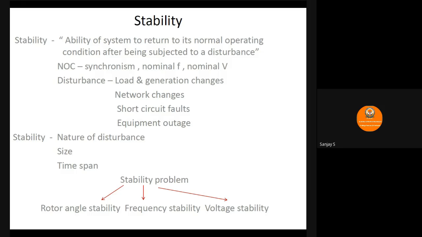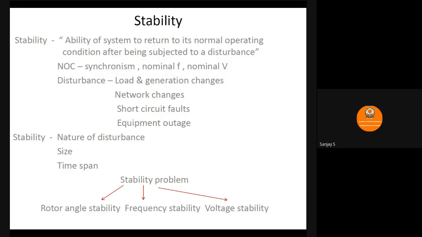The other source is network changes. Network changes in the sense one of the transmission lines that is transmitting the power may fail, so the power will be rerouted through another transmission line network. So there is a change in the network. Then the other possibility is short circuit fault. You very well know about short circuit fault. In case there is a short circuit fault also, the system stability is hampered. Then equipment outage. Failure of any equipment is termed as equipment outage. So all these come under disturbances.